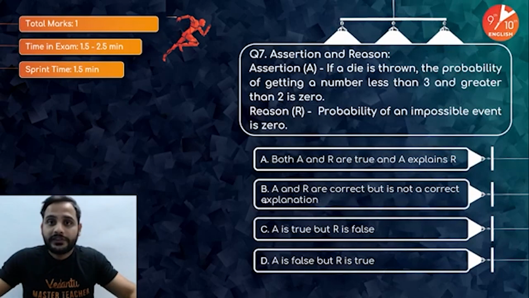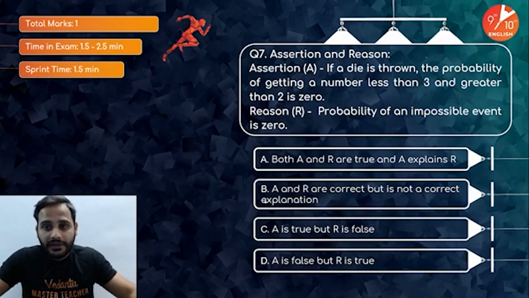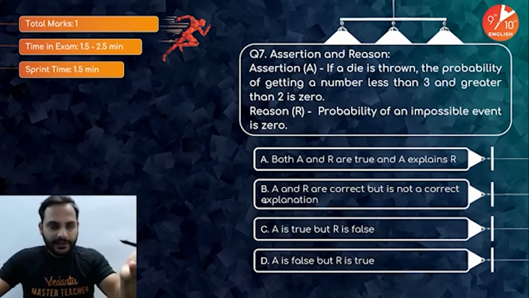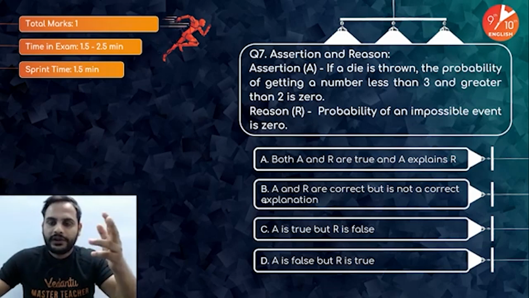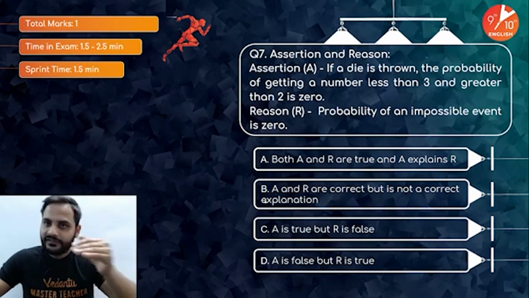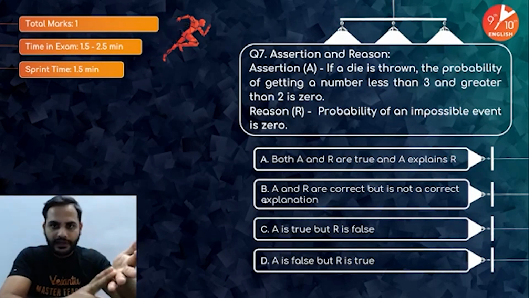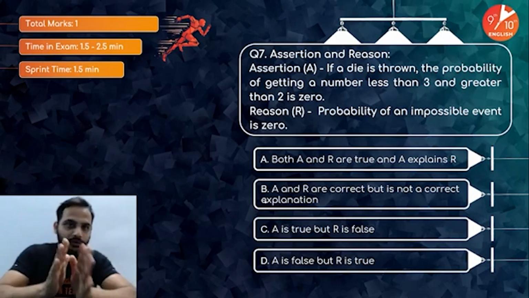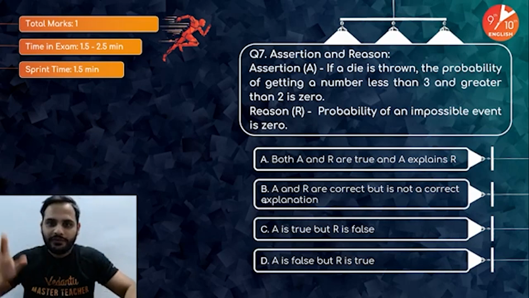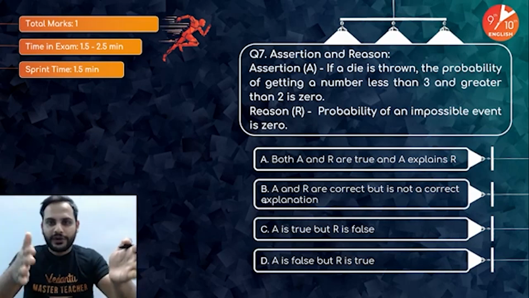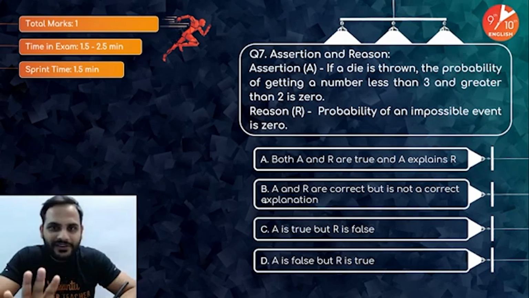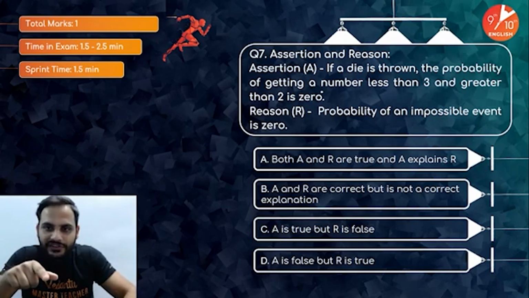Let's move ahead. Next one, assertion and reason. What is it saying? Assertion: if a die is thrown, the probability of getting a number less than 3 and greater than 2 is 0. Okay, so look, when you throw a die, there are 6 numbers over there, 1 2 3 4 5 6. So when you throw a die, they are saying the probability of getting a number which is less than 3. Less than 3 you want, so you don't want 3, less than 3, so 1 or 2, and greater than 2. So in greater than 2 you cannot take 2, you have to take more than 2. So look, less than 3, greater than 2, there are many numbers, 2.1, 2.2, 2.3 and so on, but they are not present on the dice.